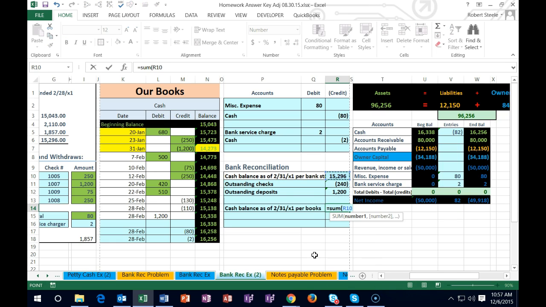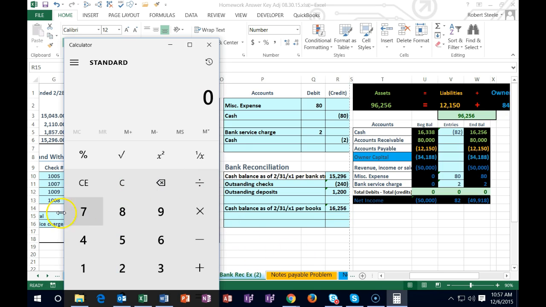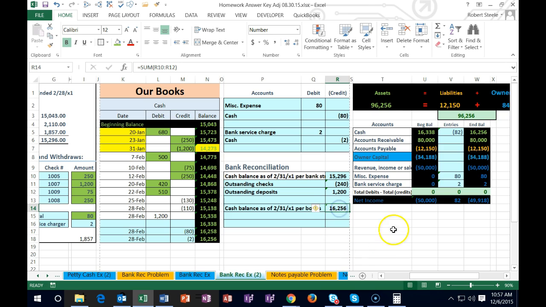So we've got the 15,296 minus the 240 plus the 1,200. Of course, all we're doing is summing that up. There is a subtraction in there, so it's the 15,296 minus 240 plus 1,200 gives us the 16,256. And that now agrees with our books here. And that, of course, also ties out to the reconciliation or our general ledger over here. So this is the bank reconciliation that we have here.